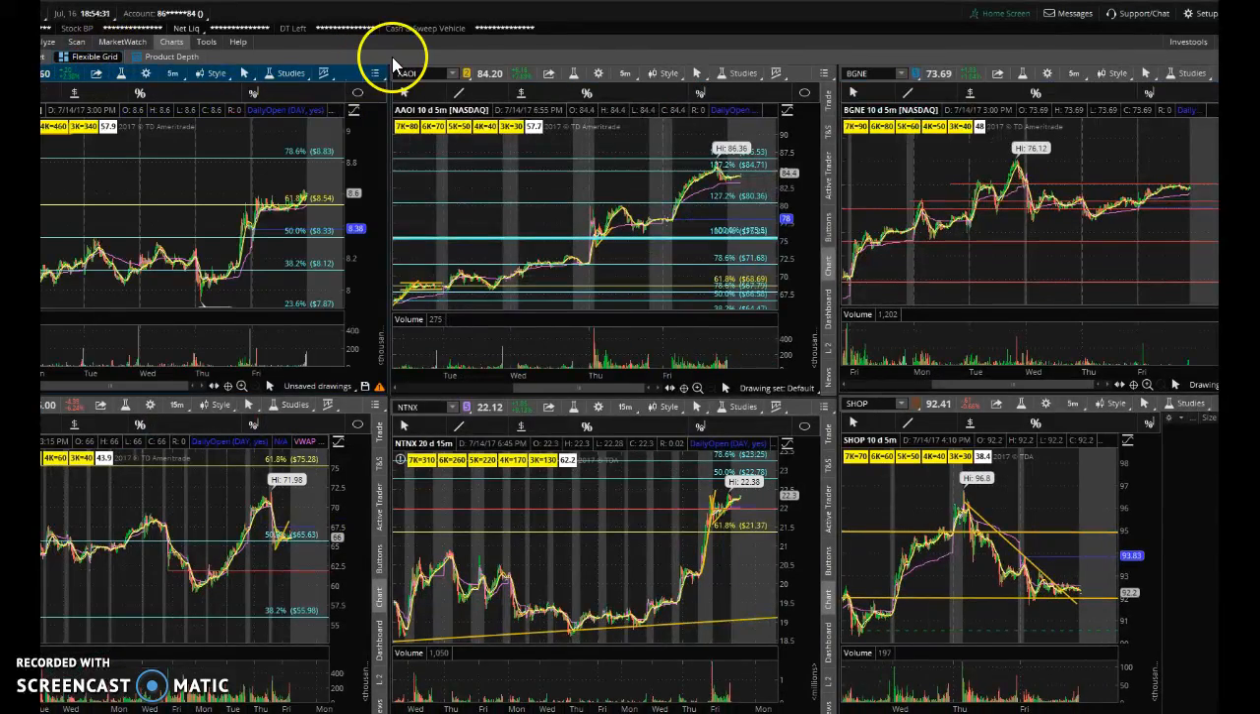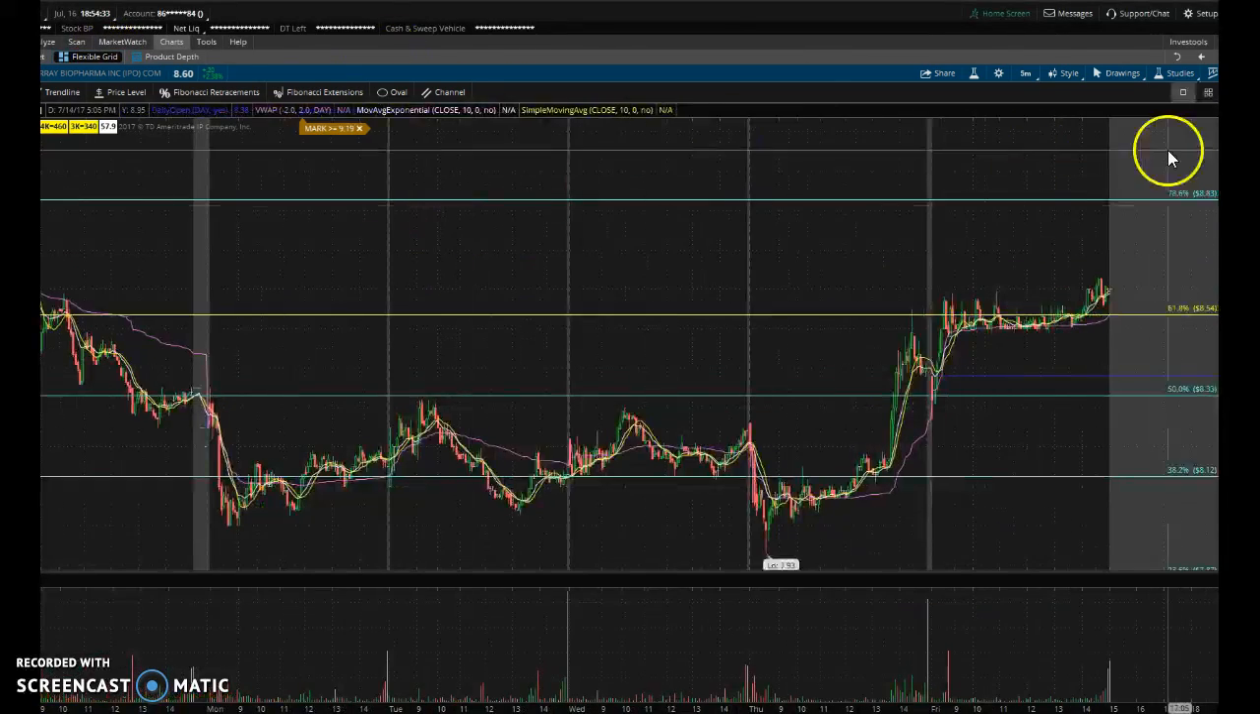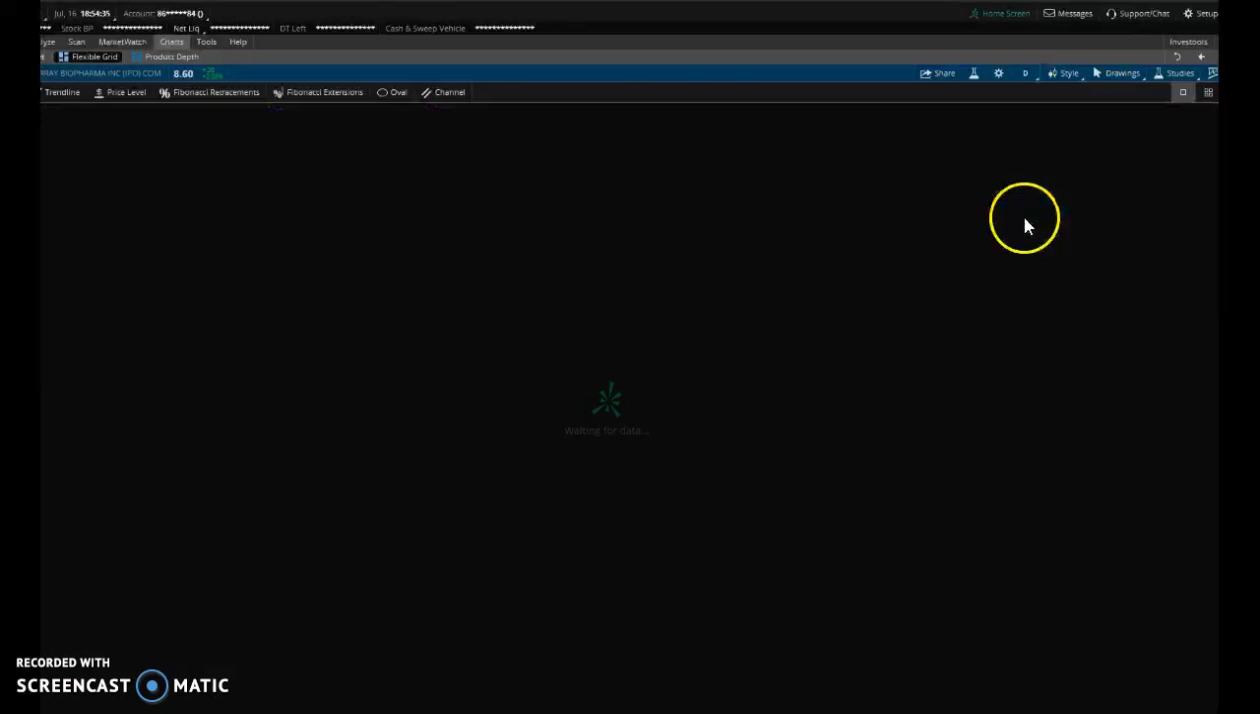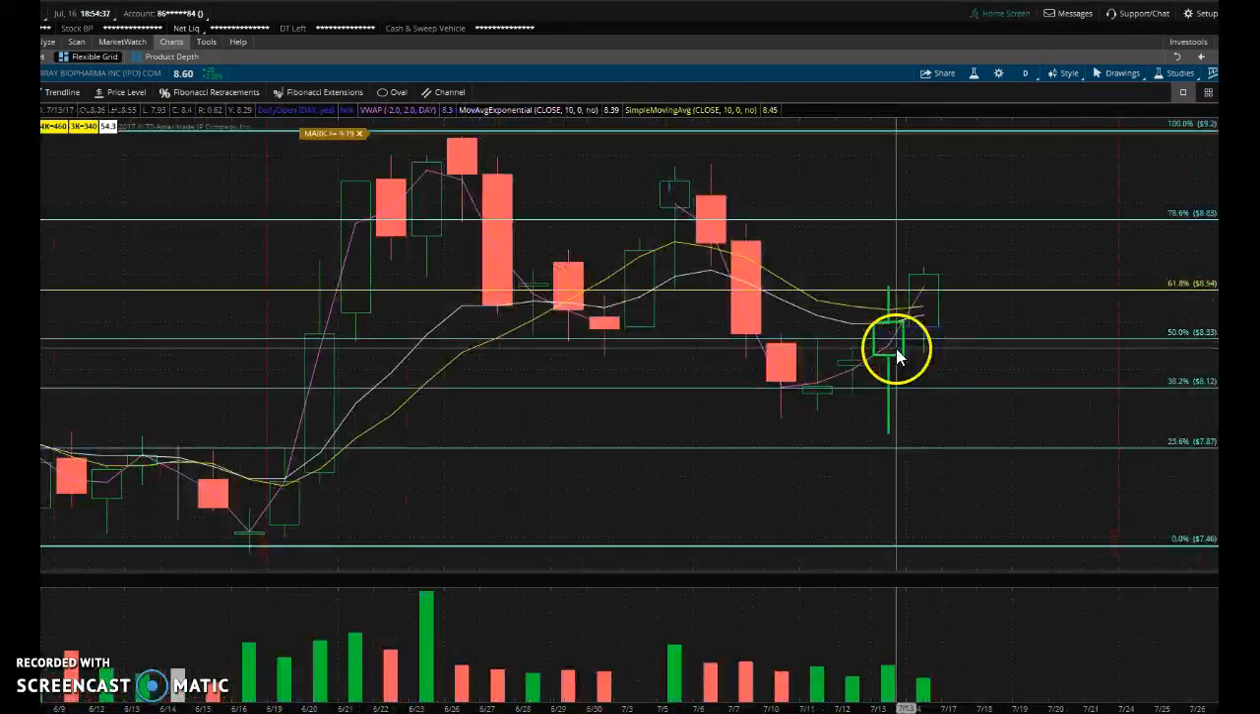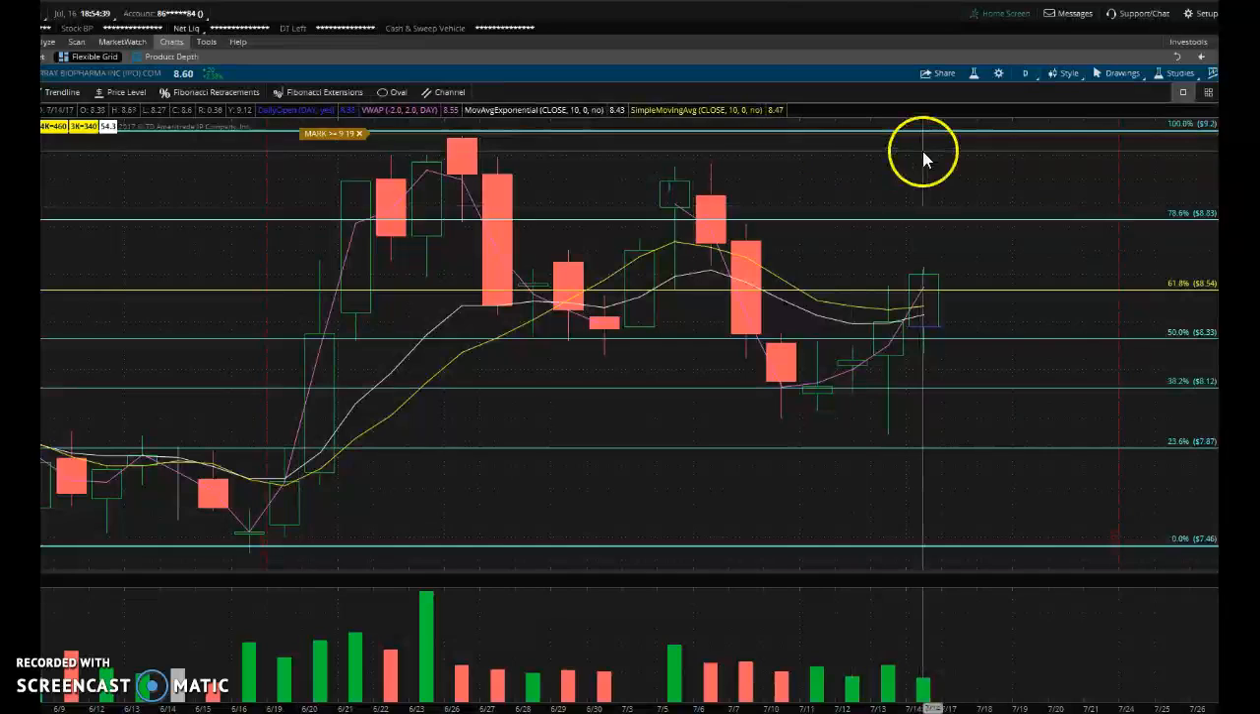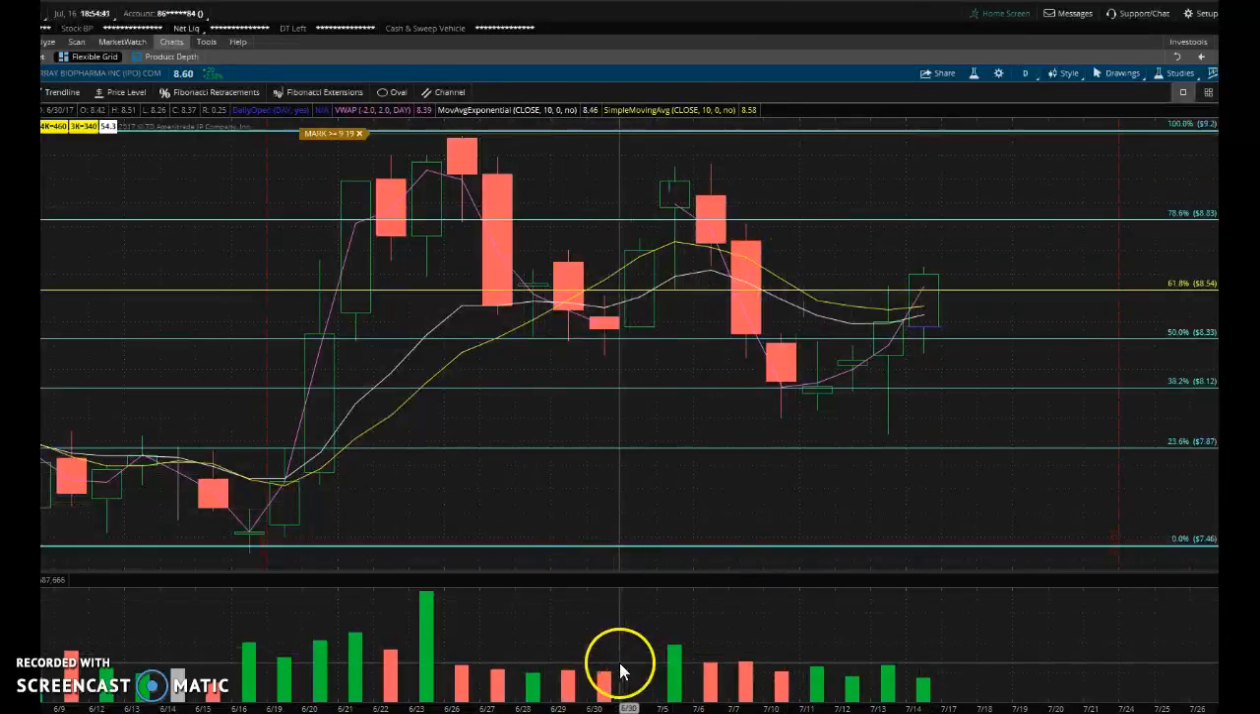During trading, I actually use the flex grid, and it's easier for my eyes to see. But anyways, that's the way I make my watch list, and hopefully it helps you guys, and maybe you pick up a couple things.